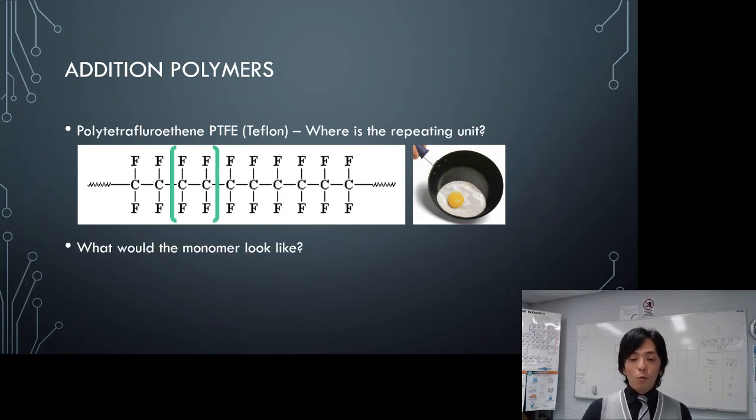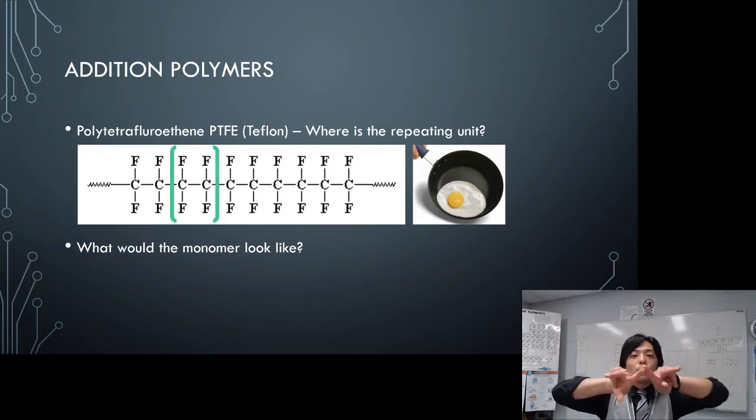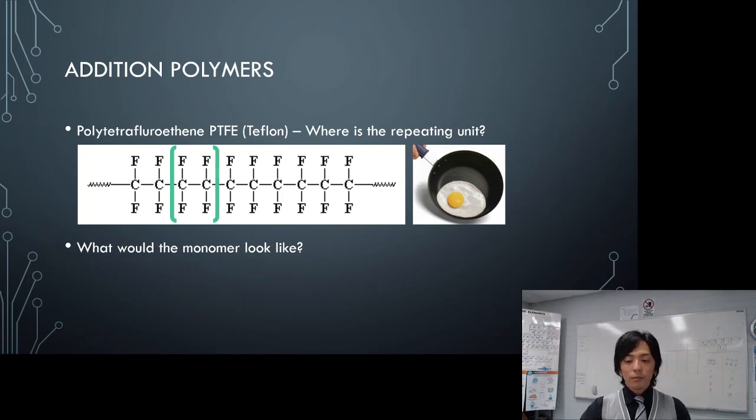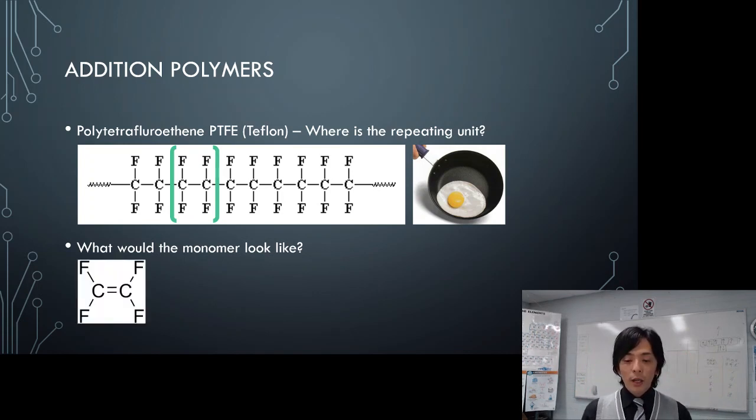And what do you think the monomer looked like? Well, hopefully you can convert the single bond that's broken back to a double bond again. That's all you have to do. So the monomer that was used should look like that, ethene with tetrafluoro groups.